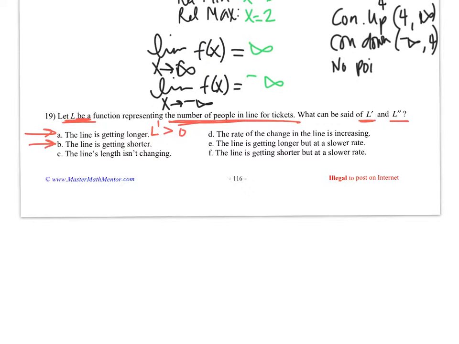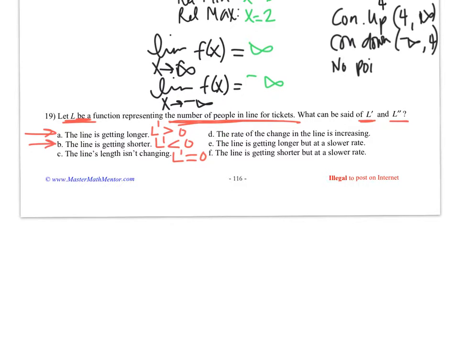The line is getting shorter. That means the number of people in line is decreasing. That has to do with the first derivative, and that means that it's negative. The line's length isn't changing, so the number of people in line isn't changing. That has to do with the first derivative, and that's a first derivative of 0.